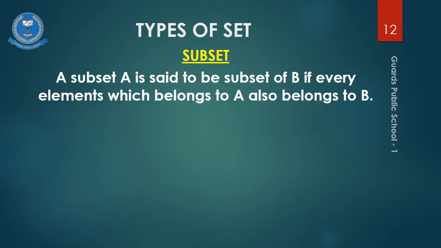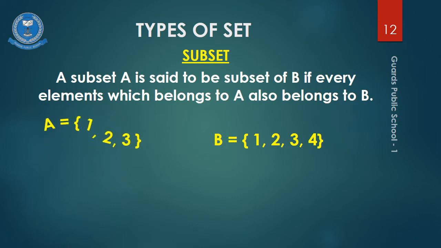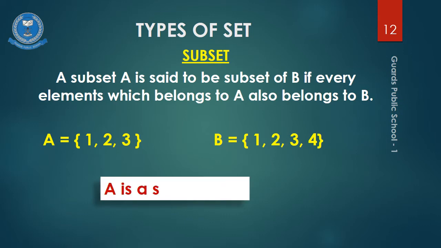Subset. A set A is said to be a subset of B if every element which belongs to A also belongs to B. Consider the example. Here set A equals 1, 2, 3 and set B equals 1, 2, 3 and 4. Look, the three members of set A, which are 1, 2, 3, are also the members of set B. It means A is a subset of B.